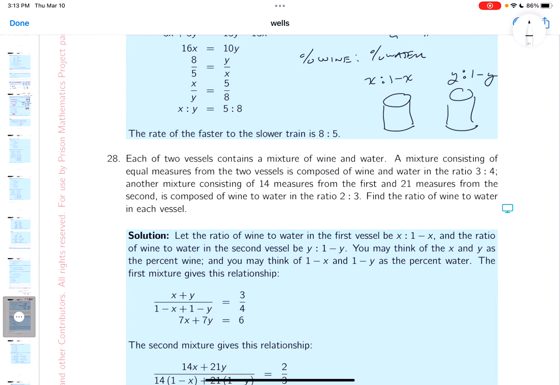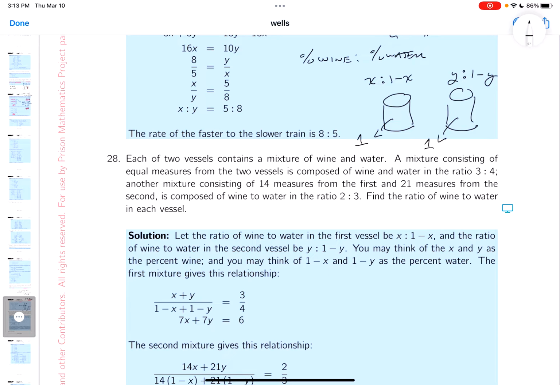So they have these two vessels that have wine and water in it. And what they do is they have a mixture consisting of equal measures. So I'm going to take one measure from this guy, just one measure. And I'm going to take one measure from this guy. That's all I'm going to do. Equal measures. I don't know what the measure is. But what do I have? How much wine do I have?